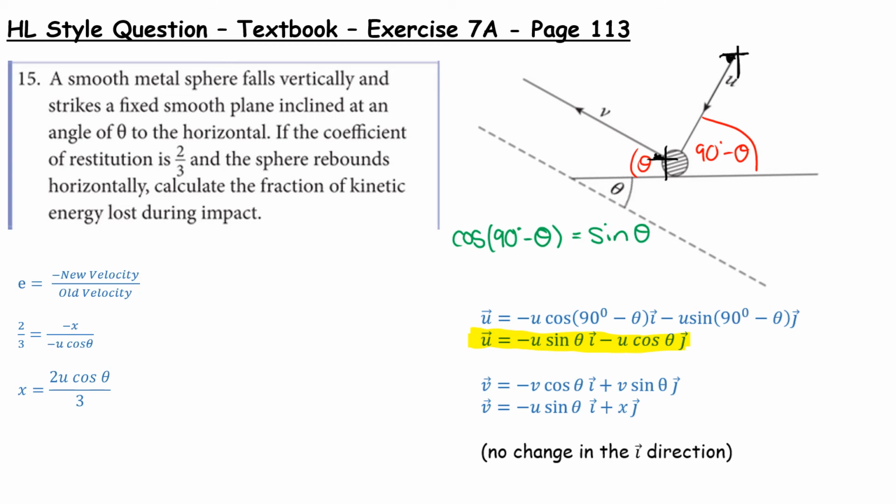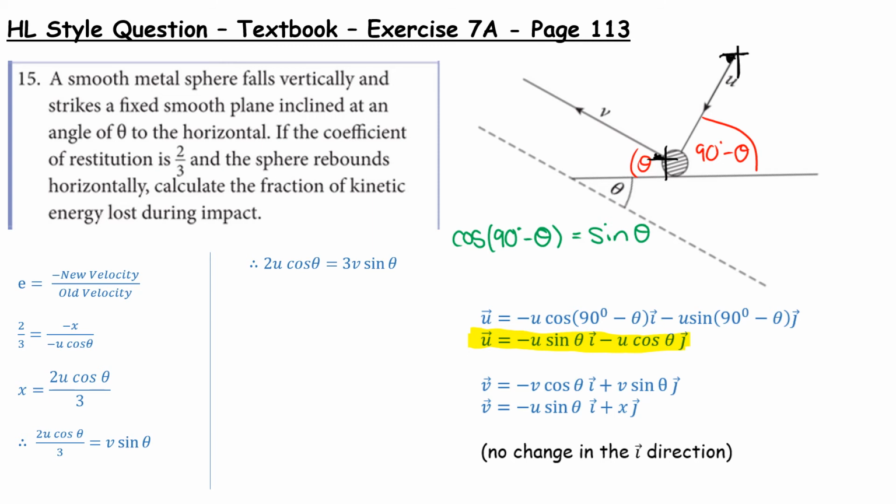So now we have two versions of the j direction which we can effectively equate. And this will allow us to write u in terms of v or v in terms of u. It doesn't really matter which way. So we have 2u cos theta is equal to 3v sine theta. And at this point, there's a few different things that you can do. Because we don't know what theta is, we're going to need a second equation to help us.